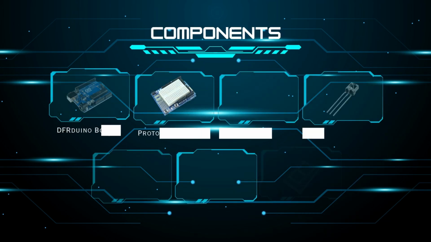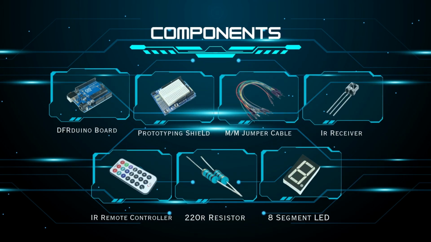The components we used for this activity are: first, Arduino Uno board, the main controller. Second, breadboard for easier wiring. Third, IR receiver receives signals from the remote. Fourth, IR remote controller sends commands. Fifth, LED matrix display the output pattern. And lastly, jumper wires to connect the circuits.